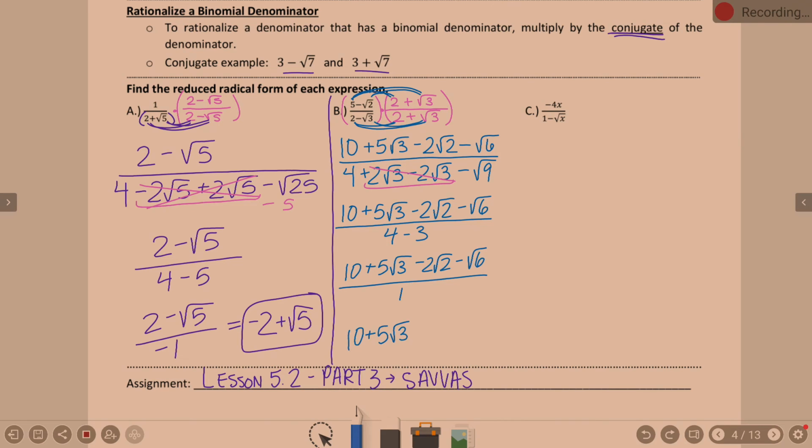They're probably going to want to see 10 plus 5 square root of 3 minus 2 square root of 2 minus square root of 6. This time it's just a positive 1, so I don't have to change anything. I just keep all my signs the same.